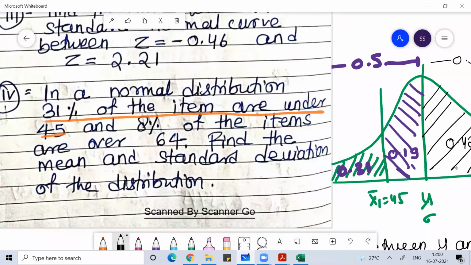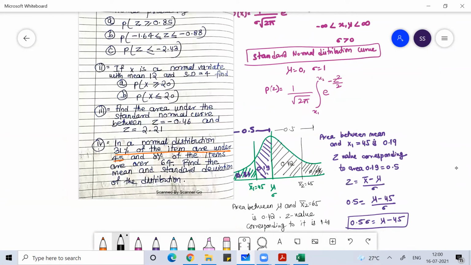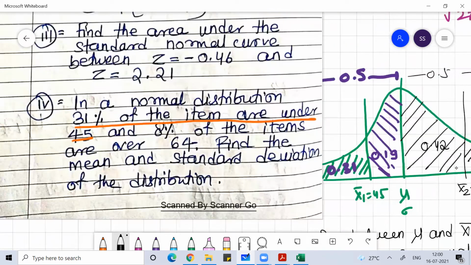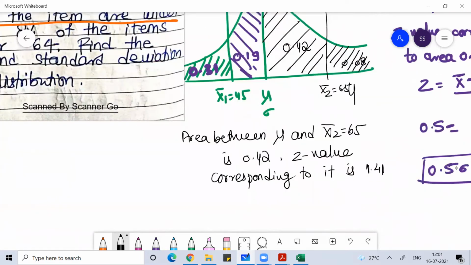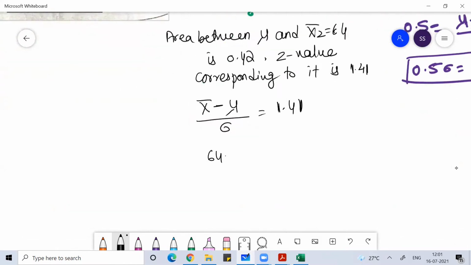Clear, everyone? The 8% items are above 64. Sorry, not 65, it is above 64. So you can write the equation that (x bar minus mu) by sigma is equal to 1.41, where x bar is 64, so (64 minus mu) by sigma.